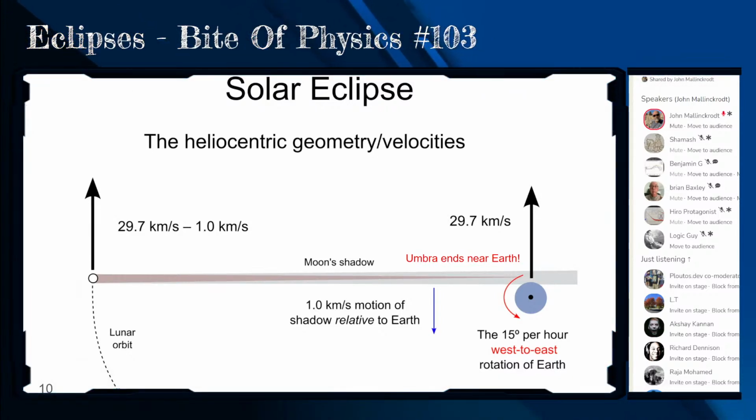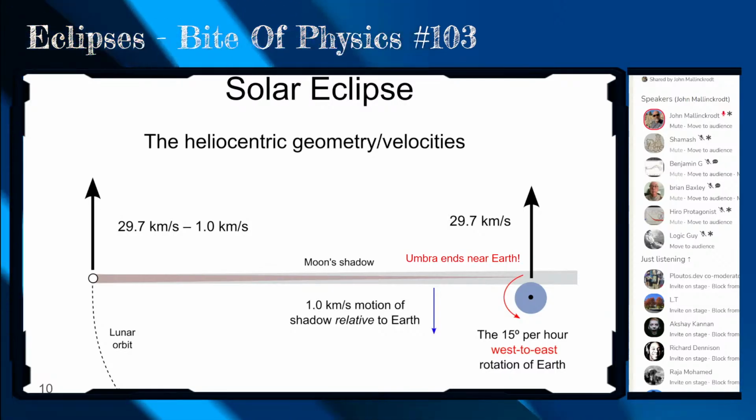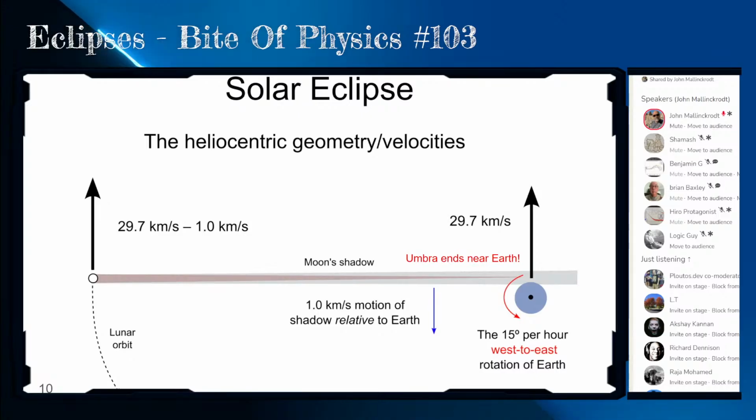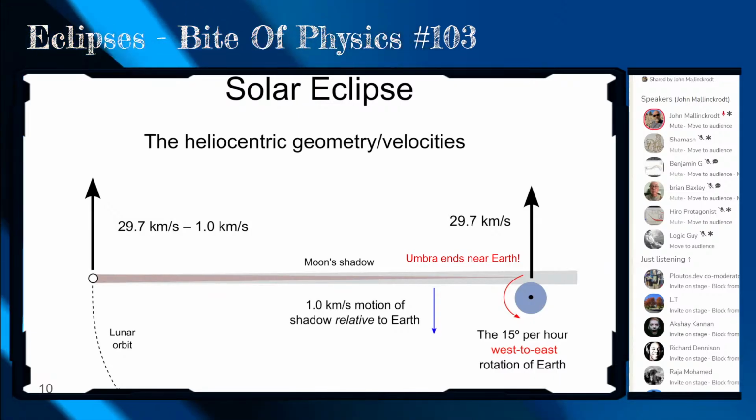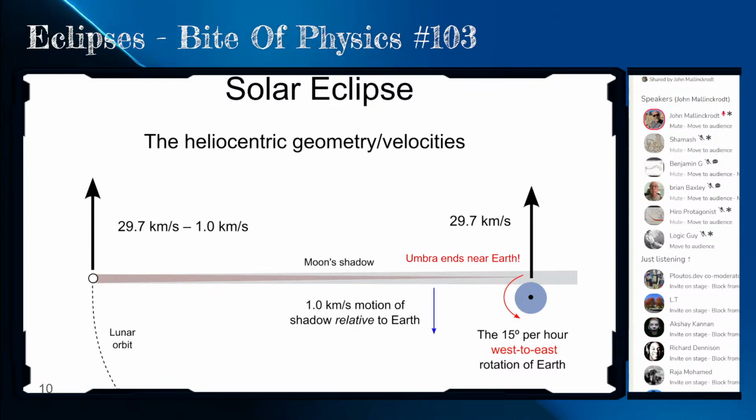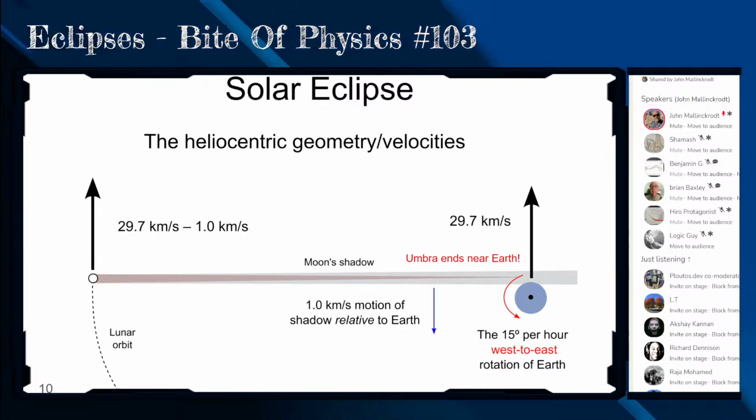And if you work out the speed of the Earth at the equator, it's about 1,000 miles per hour. 1,000 miles per hour is about 1,600 kilometers per hour. So if I divide that by 3,600, I get about 0.4. So even at the equator, your velocity is about 0.4 kilometers per second, which isn't enough to keep up with the motion of the shadow.